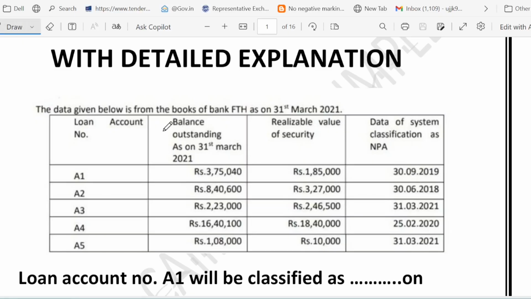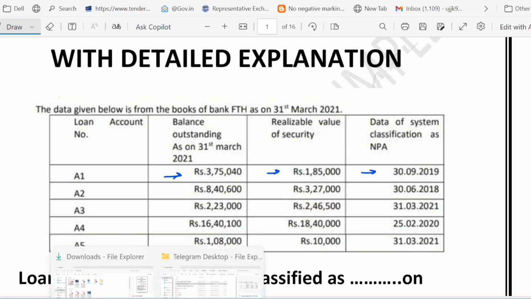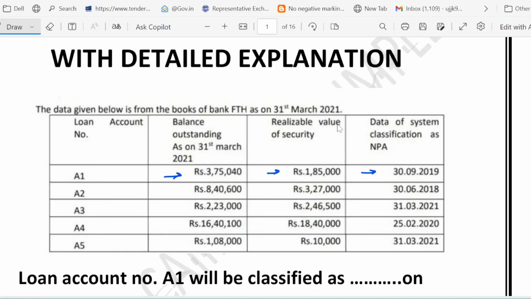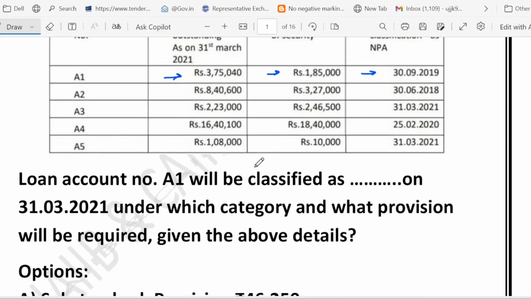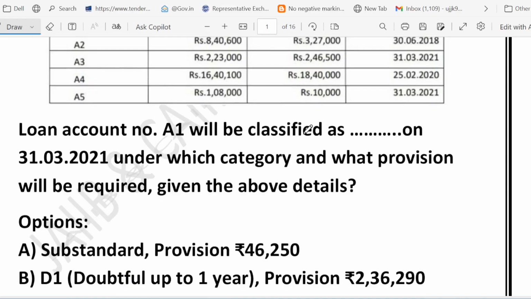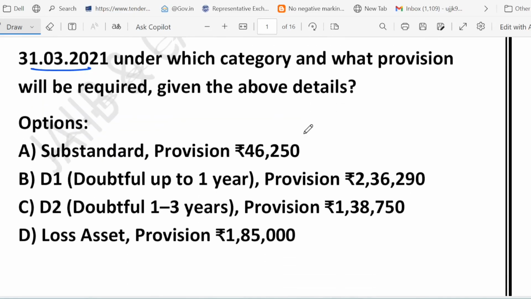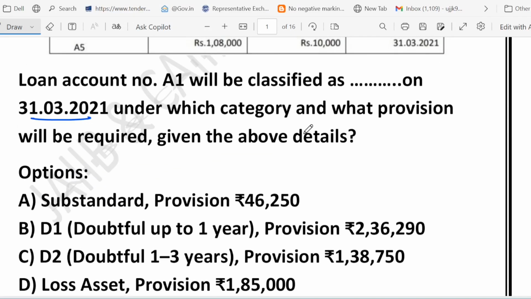So let's get started. So friends, as you can see, we are given a loan account A1, with balance outstanding of 3,75,040 rupees. As you can see, security available is 1,85,000, and the system classified it as NPA on 30th September 2019. So the question is, for loan account A1, we have to find on 31st March 2021 under which category this account will fall and what provision is required. So these are the options that we have: substandard, D1, D2, loss asset.